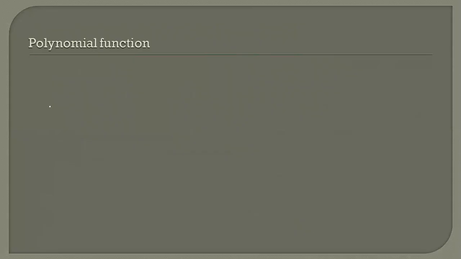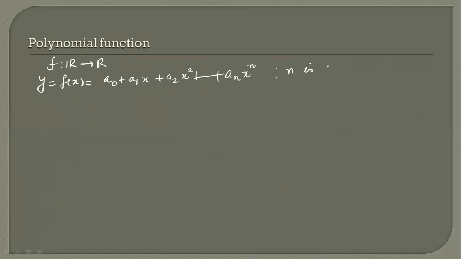Polynomial function. We take a function from real to real and it is defined as y equal to f(x) equal to a0 plus a1x plus a2x squared plus up to anx to the power n, where n is a non-negative integer, and these coefficients a0, a1, a2, an are coming from the real numbers. Then this function is called a polynomial function.